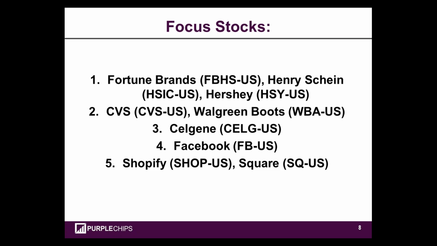We're trying to avoid companies that have a lot of debt. You know, companies that are very solid. We're looking for companies that have fantastic track records, which is like CVS and Walgreens and Celgene. And, you know, we're looking at companies that are also game changers like Facebook, Shopify, Square. But you have to be careful. These companies will retrace in a market retracement. So you've got to buy them at the right point. And that's the key.